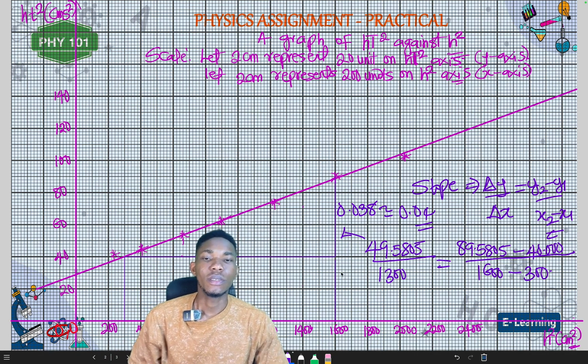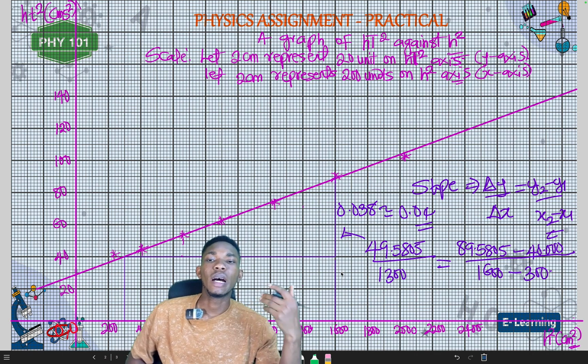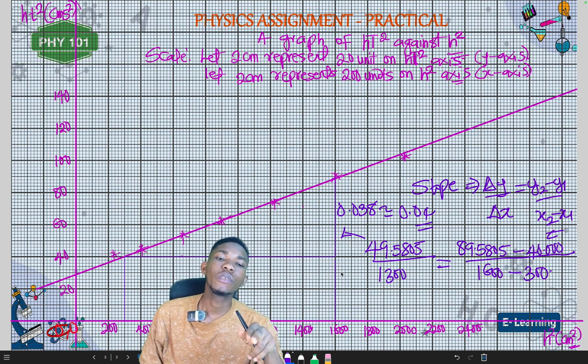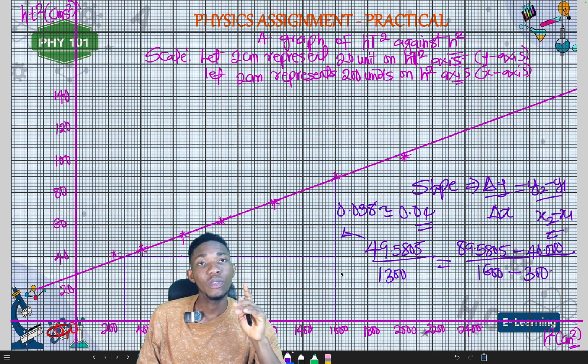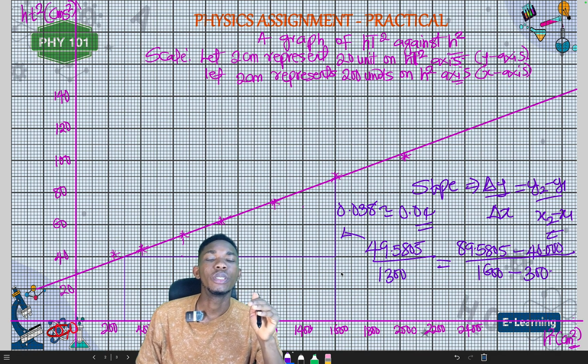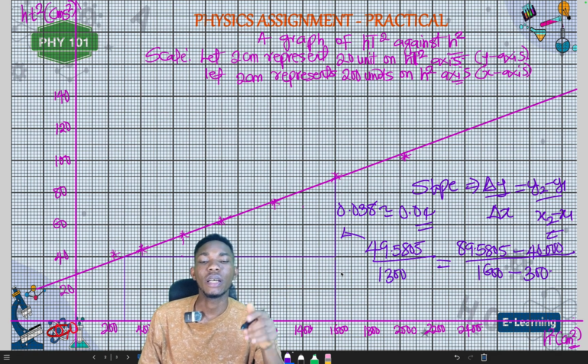Is that okay? Because we have done this practical over and over again. When you substitute this 0.04 into one of the equations that they are going to give to you, your answer will be 9.8, which is the value for g, the gravitational constant.